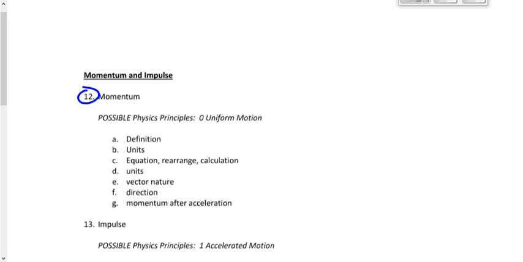Well, it's because of the everyday understanding of momentum that we have. It's how hard it is to stop something, right? And if something has more mass, it's harder to stop. If something has more velocity, it's harder to stop. That leads us to our real definition, which is the product of mass and velocity.